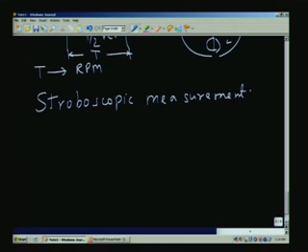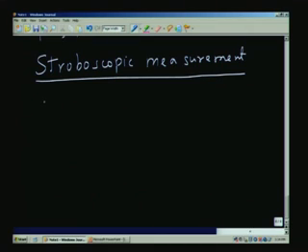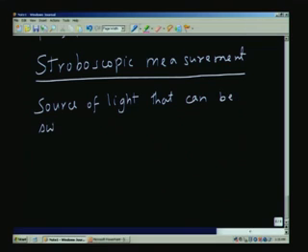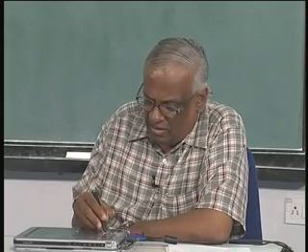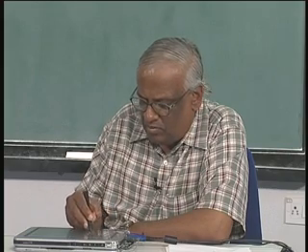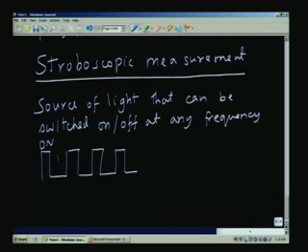So, I will explain the principle of that. Stroboscope is nothing but a source of light that can be switched on and off at any frequency. So, it is on for a small period and it is off, again on. So, in this case, the source of light comes like this. This is on, off, on, off, and so on.